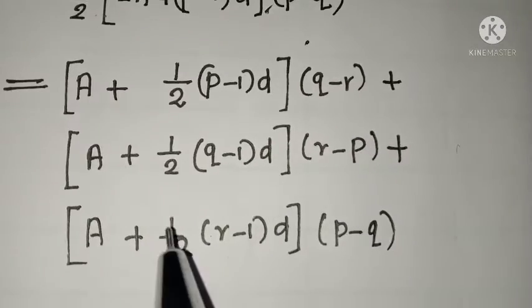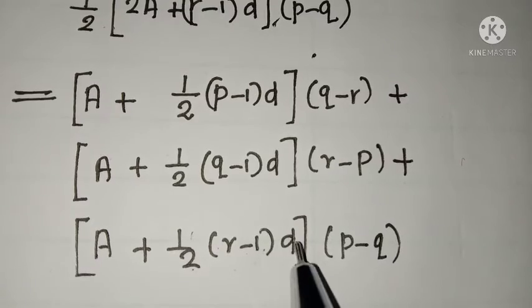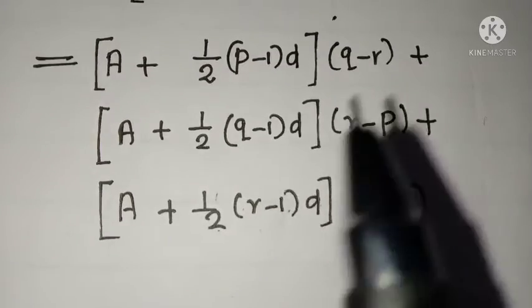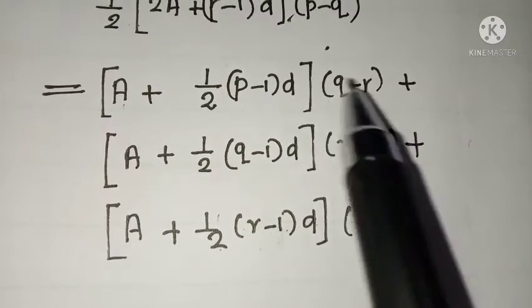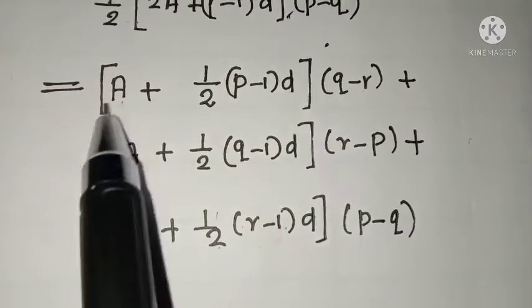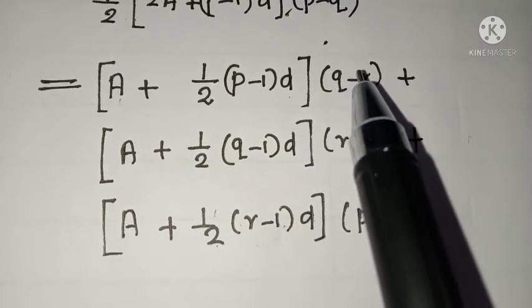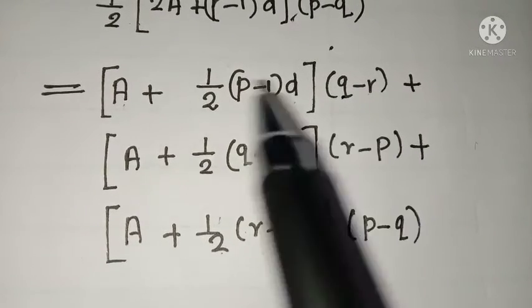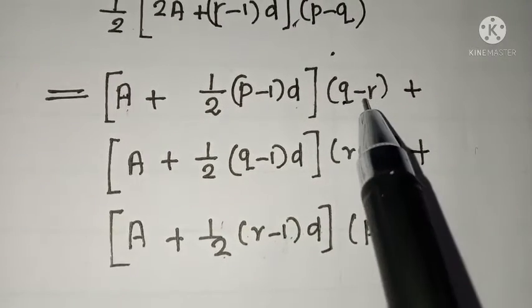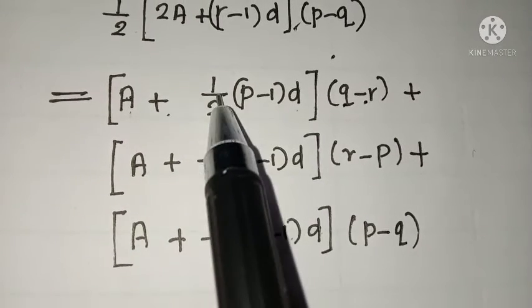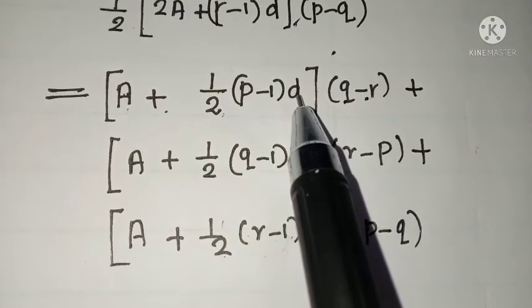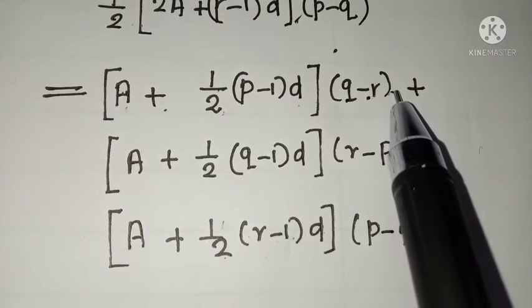A plus 1 by 2 into r minus 1 into d into p minus q. Okay. Next step is to open the bracket, or multiply this bracketed expression with q minus r. Okay students, so this becomes a into q minus r plus 1 by 2 into p minus 1 into d into q minus r.